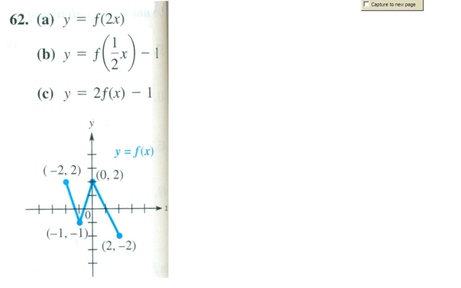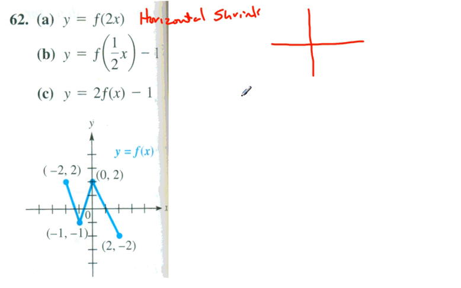All right, we have one more problem that we're going to try and get done, and this is this one right here where we've got 4 points and we're doing each of these. So this is number 62 and we've got f of 2x. So in this first case we are going to have a horizontal shrink. And when we do our horizontal shrink, we're going to be cutting it in half.